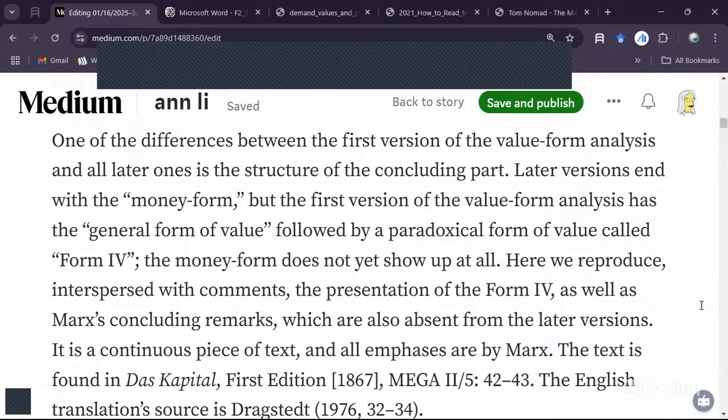One of the differences between the first version of the value form analysis and all later ones is the structure of the concluding part. Later versions end with the money form, but the first version of the value form analysis has the quote-unquote general form of value, followed by a paradoxical form of value called form 4. The money form does not yet show up at all.